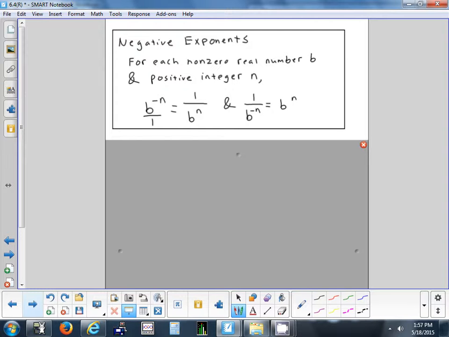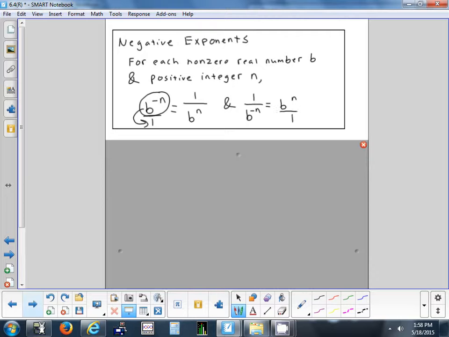Look at this first one. You have b and you have a negative exponent. Where's that b to the negative n, top or bottom? It's in the top. Well, if you want to make it positive, just take it and throw it down in the bottom. Look what happens when you do that. All of a sudden the negative disappears.